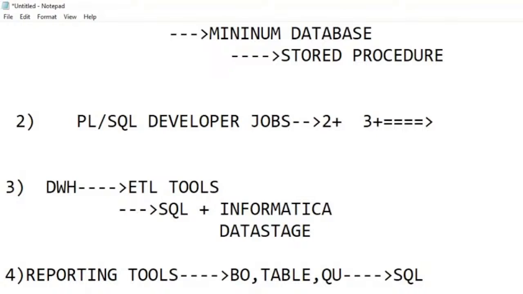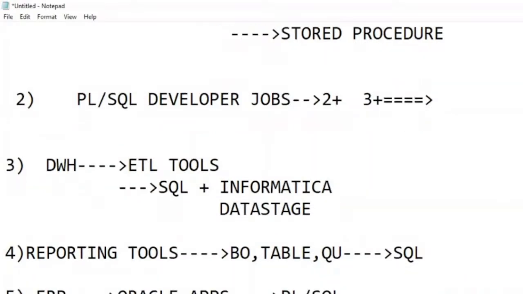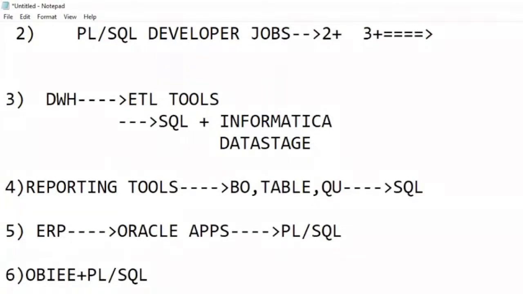Again, some programmers are interested in the ERP side. Oracle Apps is an ERP, same like SAP. Oracle Applications 11i is there. These persons require very good knowledge of PLSQL, so they also learn these courses. Again, OBI programmers are there; OBI is a product, and there are PLSQL jobs with it. Those persons also learn these courses.